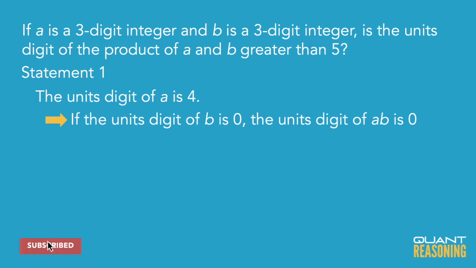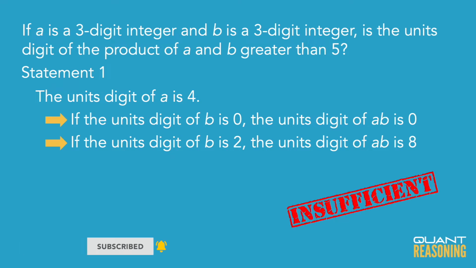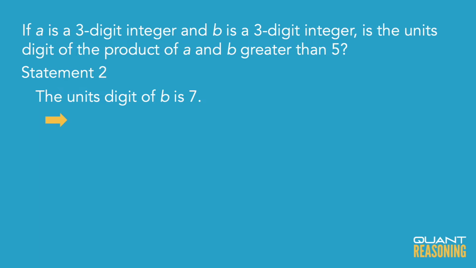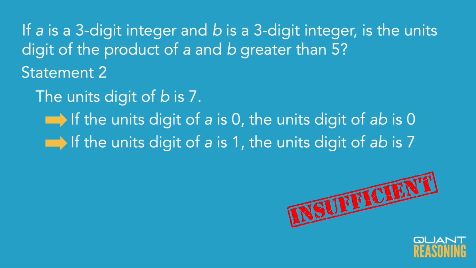But if you wanted to get a yes and get a product that is greater than 5, you just take 4 and 2. Similarly, for statement 2, if one of the units digits is 7, well, the other one could be 0, which would again lead to a no, or it could be 1, which would get you a yes. So I think that's the easiest way to prove that neither statement is sufficient on its own.